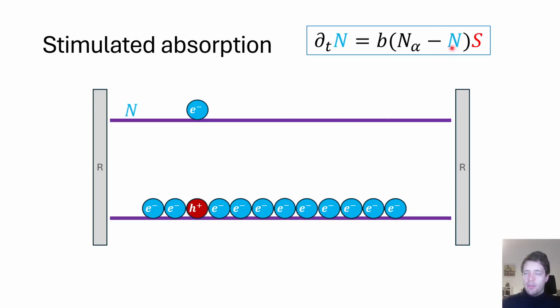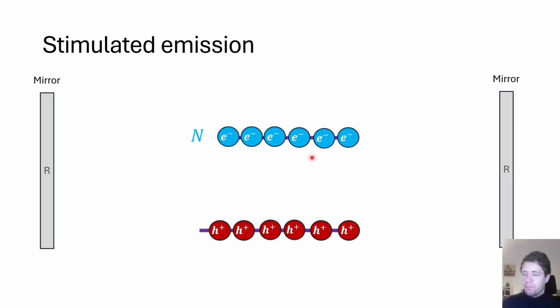But on the other hand, if n is very large, we see that it's negative, meaning that electrons are basically forced back down into the valence band.